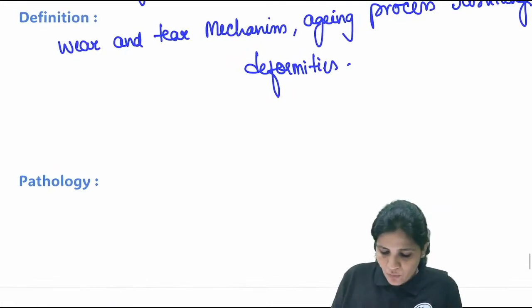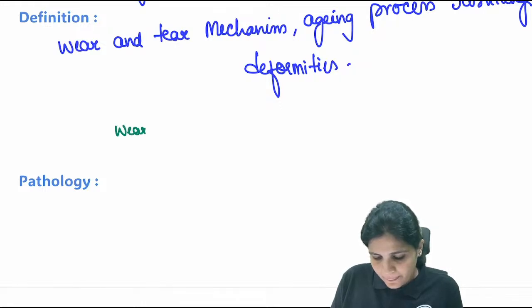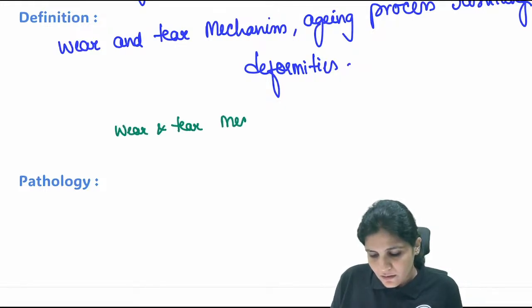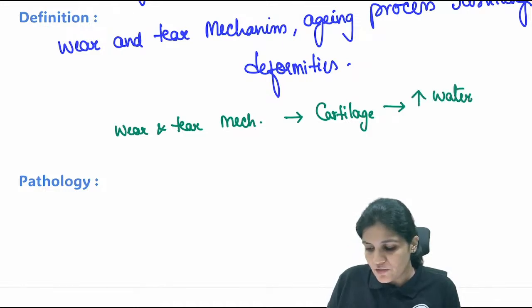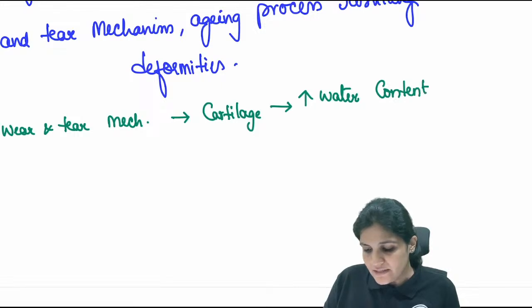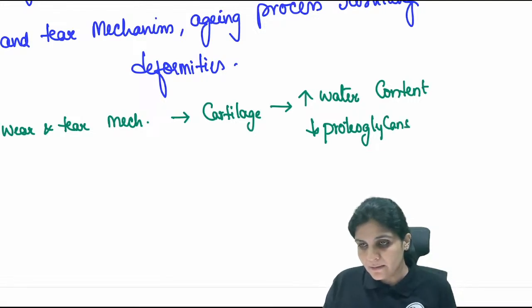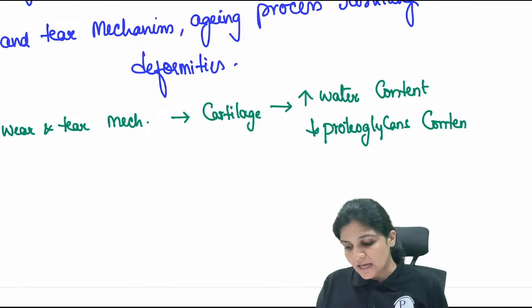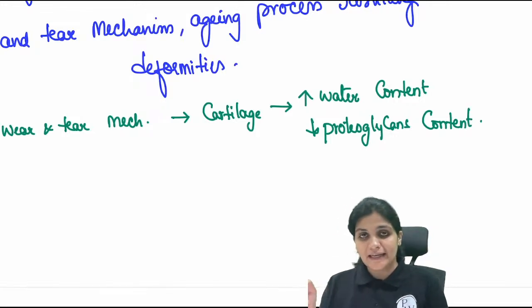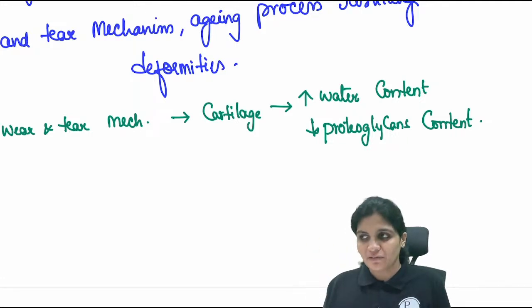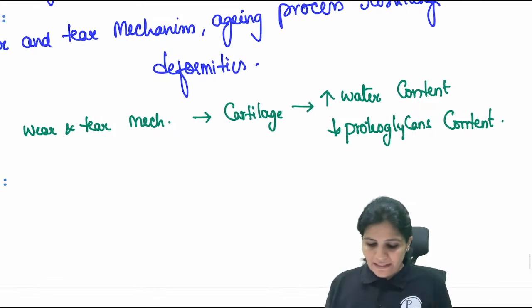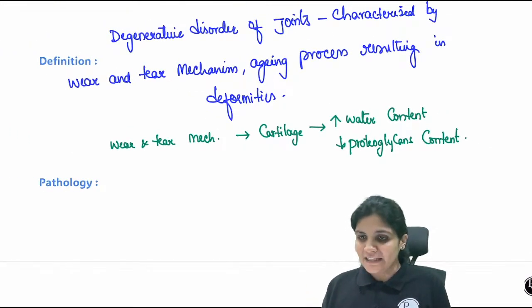So what is the pathology here? Whenever a wear and tear mechanism has started, what will happen to the cartilage? Everything starts with cartilage, right? In the cartilage, there will be an increase in water content. This is very important. And then there is a decrease in the proteoglycan content. RA is not usually seen in older age, it is usually seen in middle age. By the age of 30, 35, they will present with RA. If they are presenting after 45, 55, it is usually OA. Okay. So in the cartilage, there will be increase in water content and decrease in the proteoglycan content.